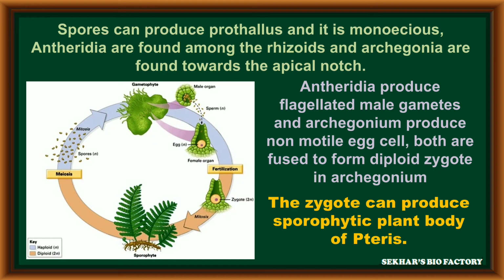The spores can produce a prothallus, and it is monoecious because the antheridium is present near the rhizoids. Archegonia are present at the apical notch. The antheridium can produce flagellated male gametes and the archegonium can produce a non-motile egg cell. Both fuse to form a diploid zygote inside the archegonium. Finally, the zygote can produce the sporophytic plant body of Pteris.